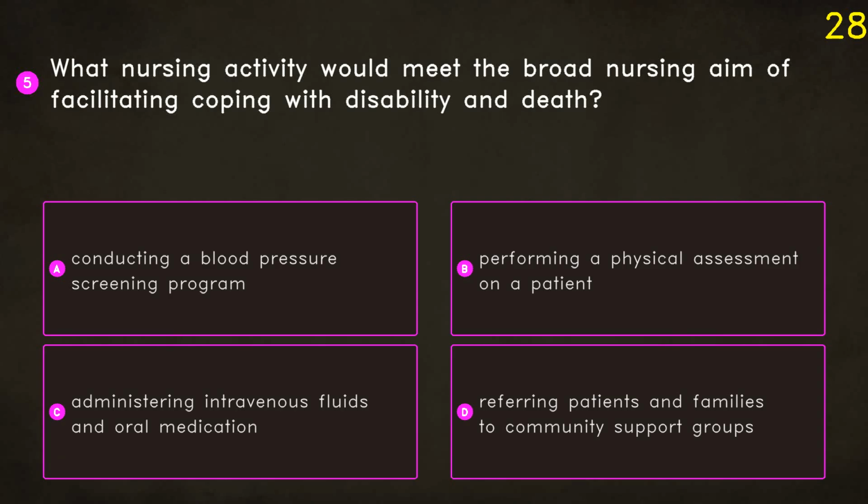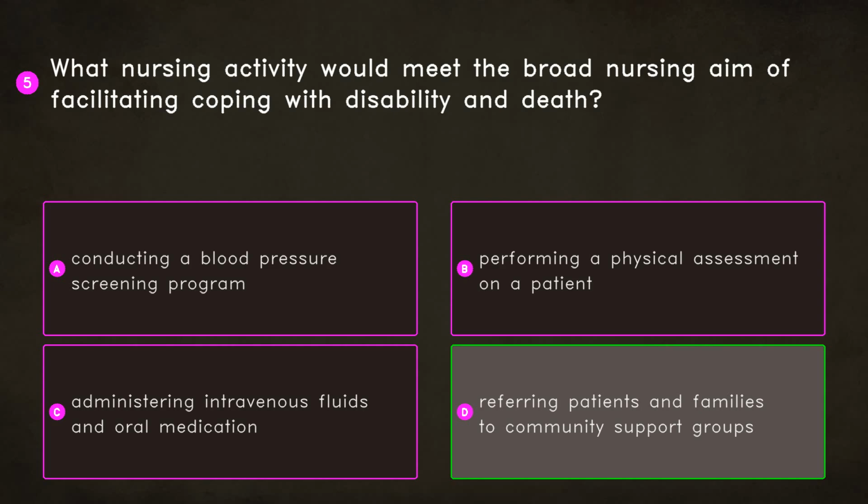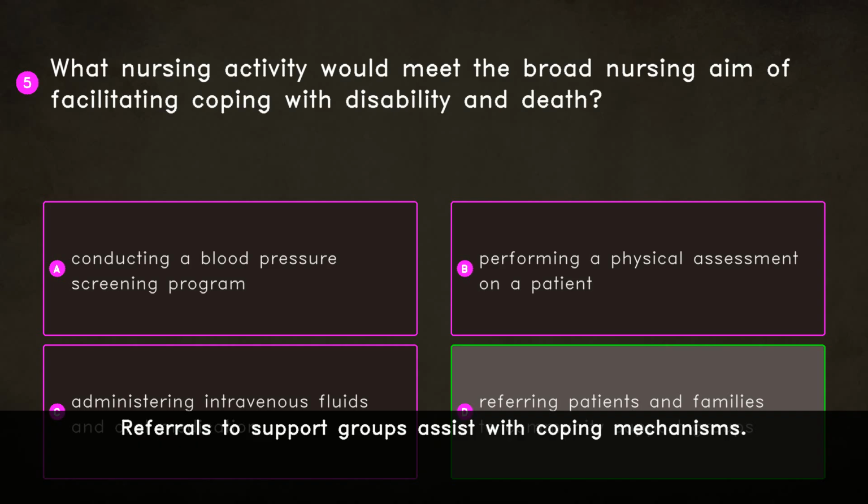Question 5. What nursing activity would meet the broad nursing aim of facilitating coping with disability and death? A. Conducting a blood pressure screening program. B. Performing a physical assessment on a patient. C. Administering intravenous fluids and oral medication. D. Referring patients and families to community support groups. The correct answer is referring patients and families to community support groups. Referrals to support groups assist with coping mechanisms.